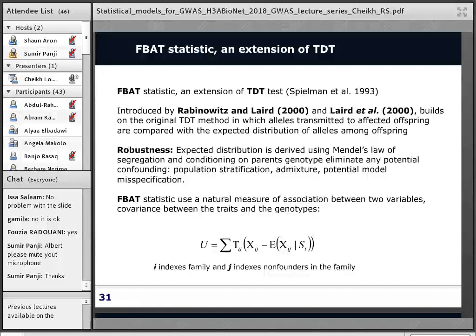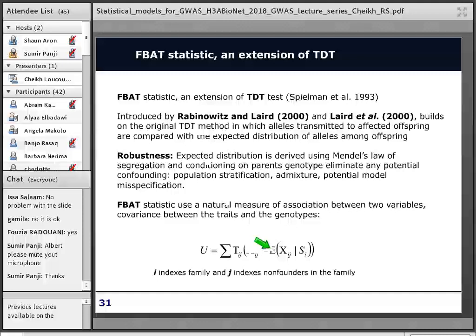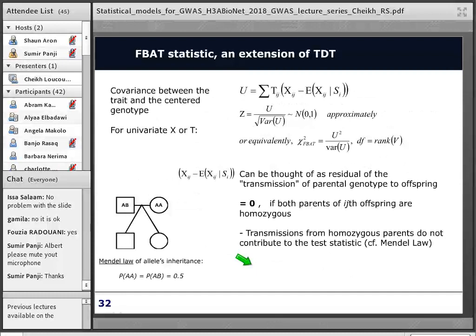by developing this test statistic U, which is the sum of the trait values, the value of the phenotype, times the difference between the observed genotype and the expected genotype given the parent's genotype, here, minus E here in the parent. I don't know if you are okay, I have to use the arrow. For example, here you have the expectation of the genotype given the parent's genotypes, and you have to take the difference between this expectation and the observed genotypes, and this difference is times the trait value, and this will be the test statistic to measure association.